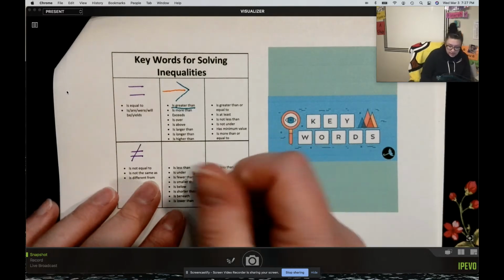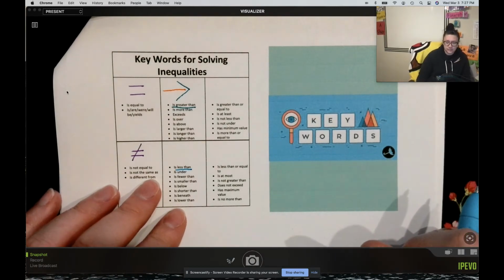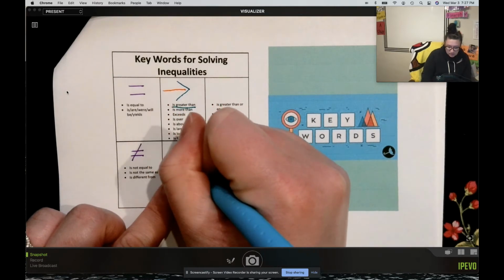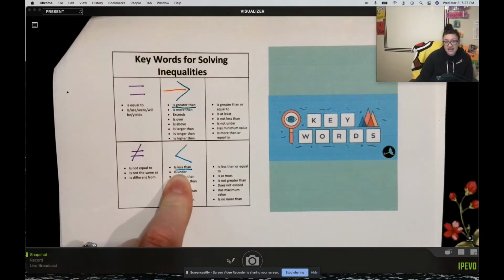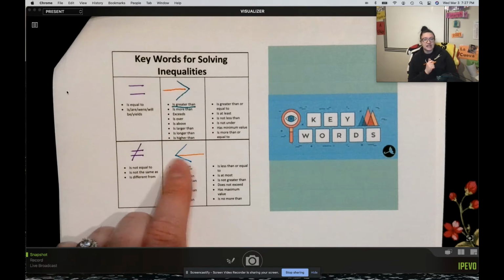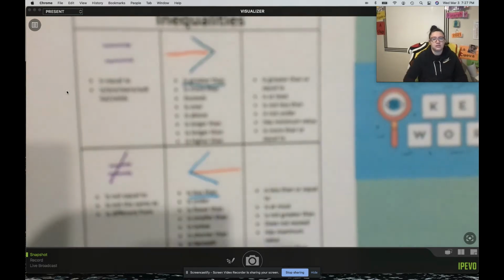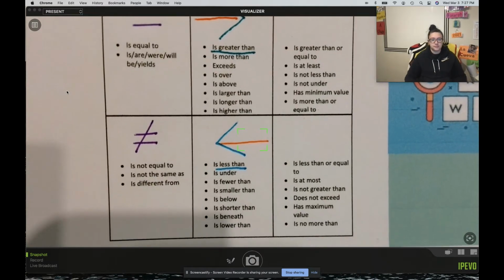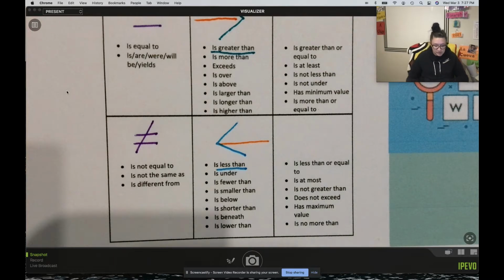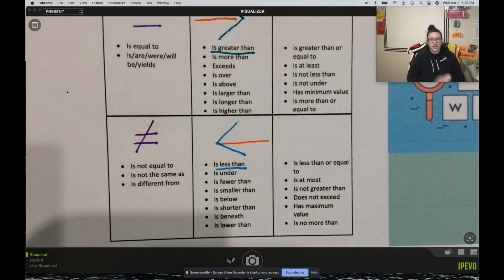The opposite of greater than is less than. What direction does that sign point? Less than looks like this. Less than, if I turn it into an arrow, points to the left side. So in case you're confusing them, greater than points to the right, less than points to the left side. Ooh, there we go, that's better. That's better, Miss La Rosa. Again, if you see word problems, you might see is under, fewer than, smaller than, below, shorter than, beneath, lower than. All those words also mean that you're going to use the less than sign.